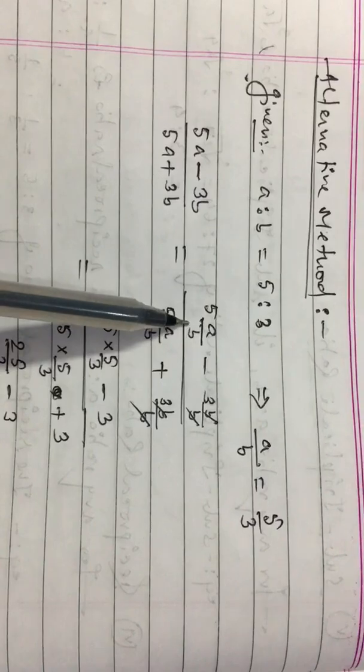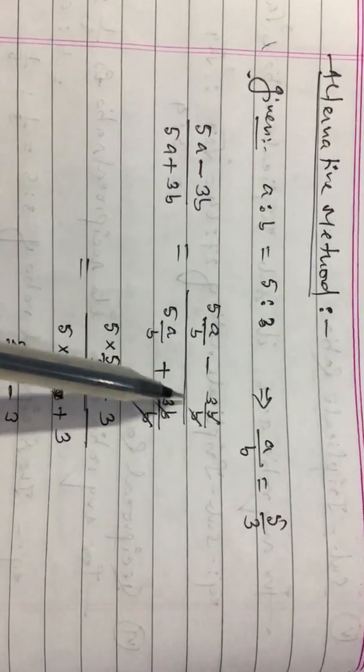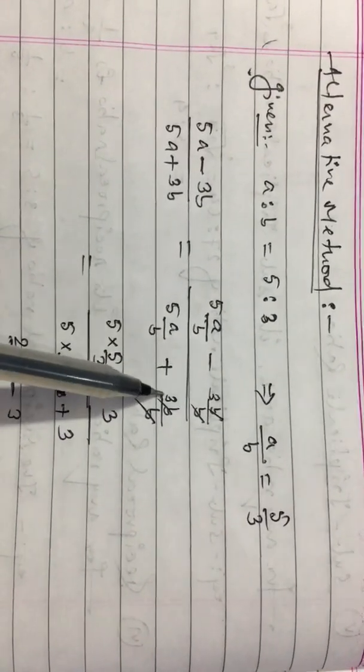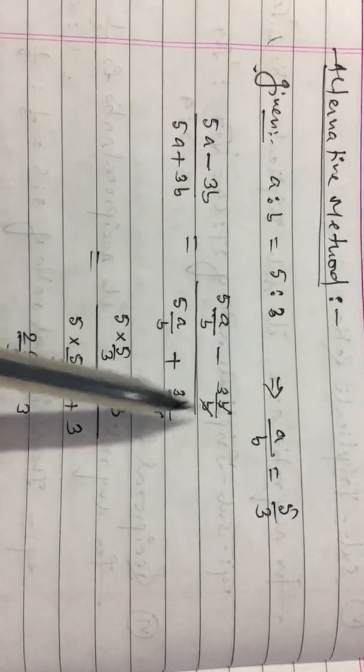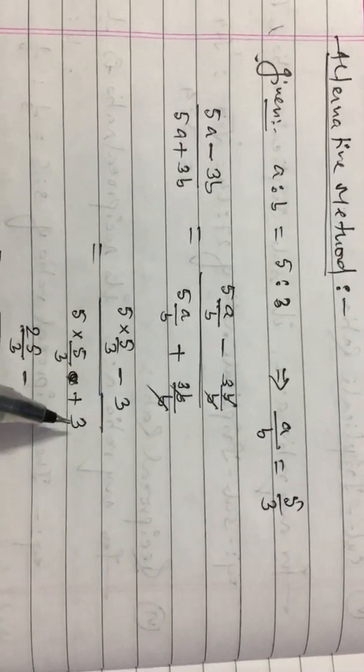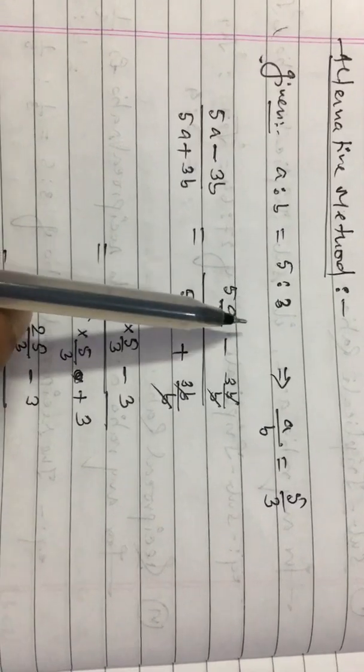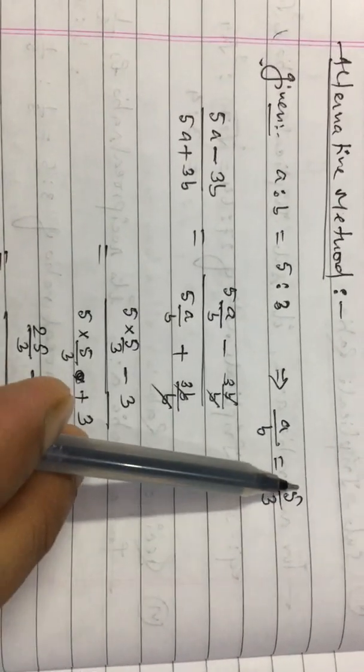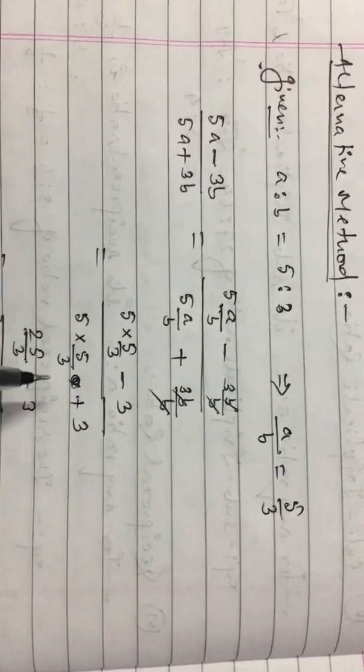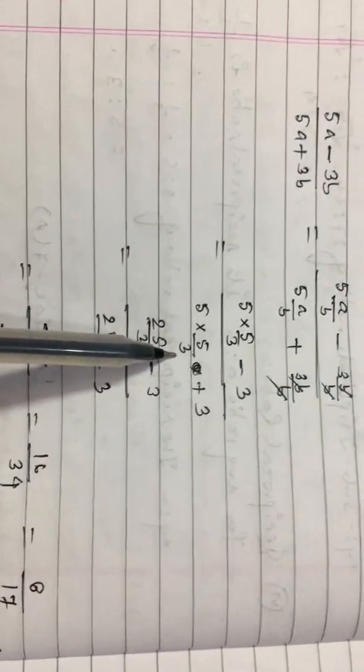So 5A divided by B and 3B divided by B, in both numerator and denominator. This B cancels, that is 3. This B cancels, that is 3. And now 5, and put down the value of A by B. A by B is equal to 5 by 3 and 5 by 3. Now after that solve it.